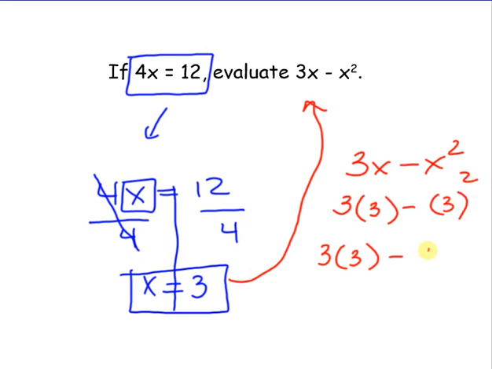3 to the second power is 9. Then I do multiplication. 3 times 3 is 9. 9 minus 9 is 0. 0 is your answer.